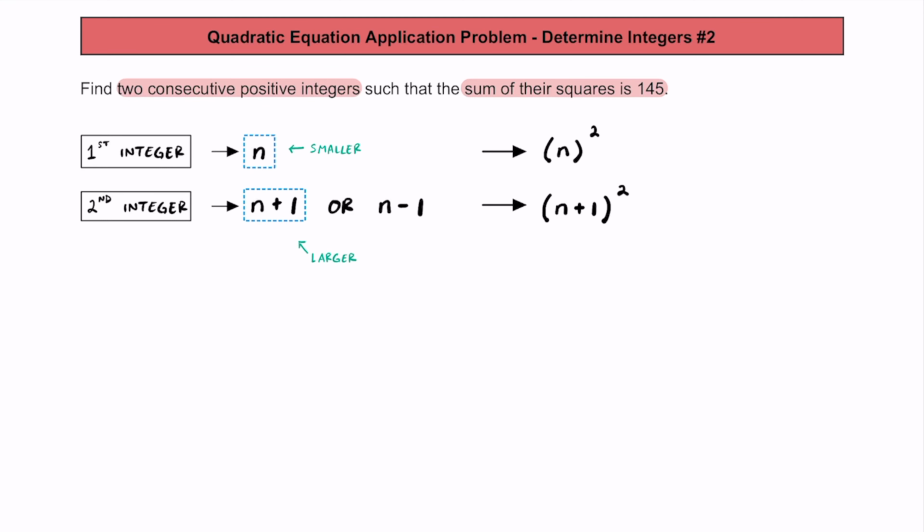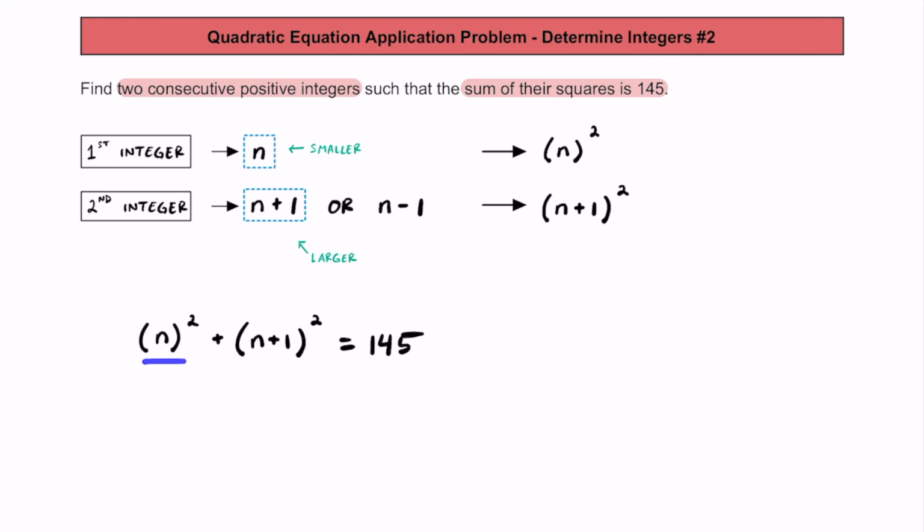Now let's talk about the word sum. Well, the word sum means we are adding two things. So if we add this n squared plus this quantity of n plus 1 squared, that should equal this 145. Now if we write this as an equation, we're going to have n raised to the second power, plus we have this quantity of n plus 1 raised to the second power. That's the sum of the squares of those two integers, and this is going to equal 145.